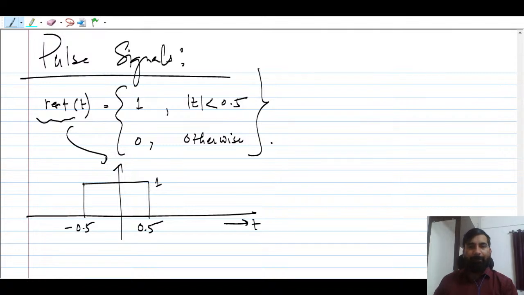We use the rectangular pulse. Okay, and you will understand the importance. Sometimes people can ask you what is the importance of using this pulse signal.